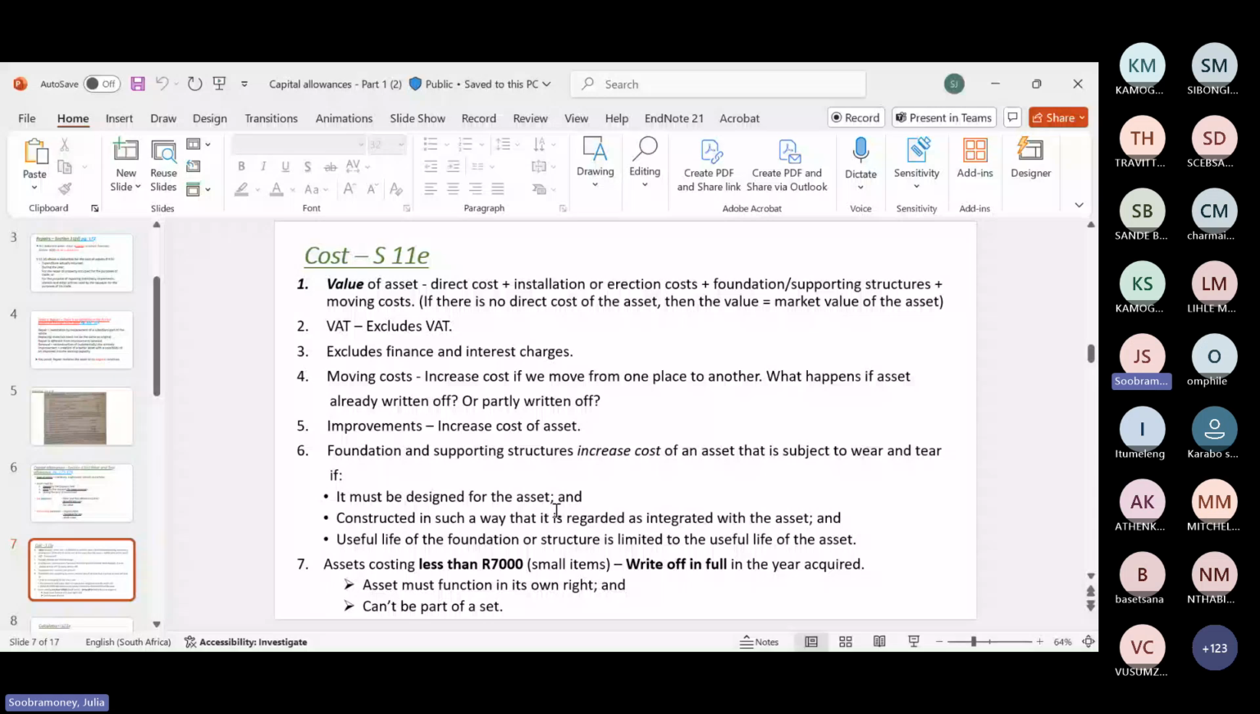So when I look at that asset and I look at that structure, I can see that it all works together. That structure is needed for that asset to work. Okay? And the useful life of the foundation or the structure will always be limited to that of the useful life of an asset. Well, that will be obvious because we're going to include that cost price in the cost of the asset, and we're going to write it off as one.